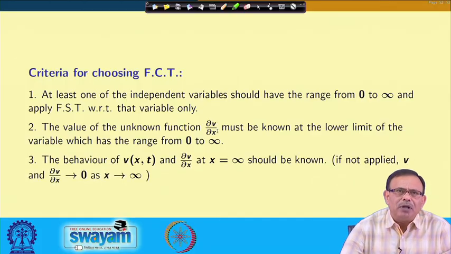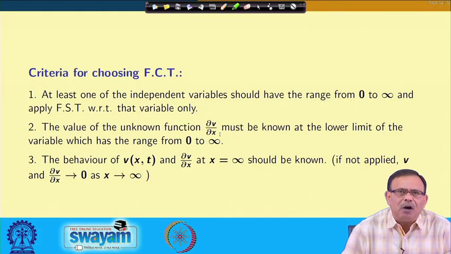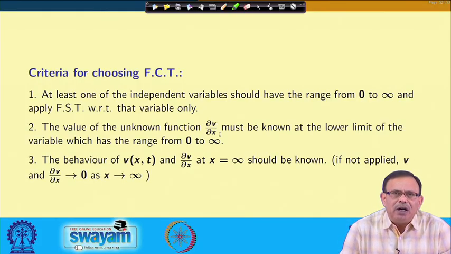And number 3 is the behavior of v(x,t) and del v del x at x equals infinity should be known, and if not specified, then basically v and del v del x approach 0 as x approaches infinity, as we have shown over there. So, these are the conditions or criteria for choosing the appropriate transform.